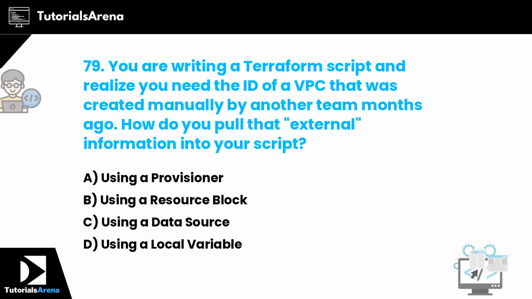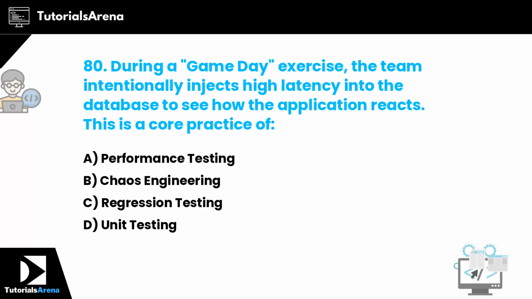79. You are writing a Terraform script and realize you need the ID of a VPC that was created manually by another team months ago. How do you pull that external information into your script? Answer is C, using a data source. 80. During a game day exercise, the team intentionally injects high latency into the database to see how the application reacts. This is a core practice of. Answer is B, chaos engineering.